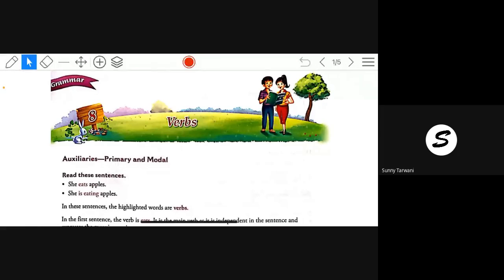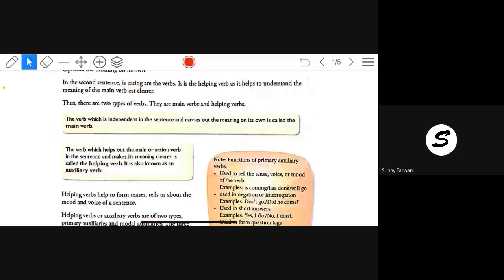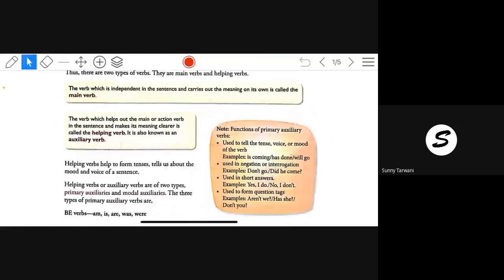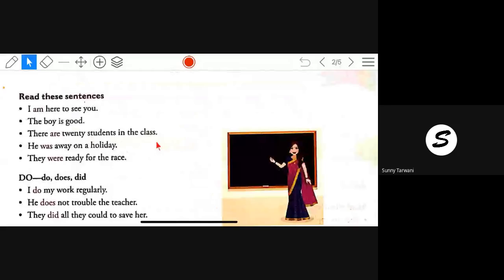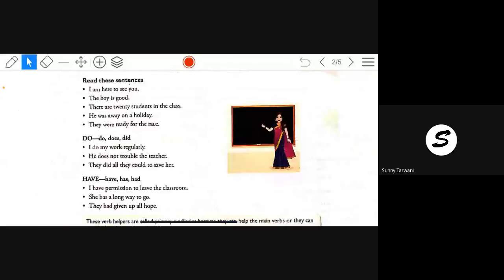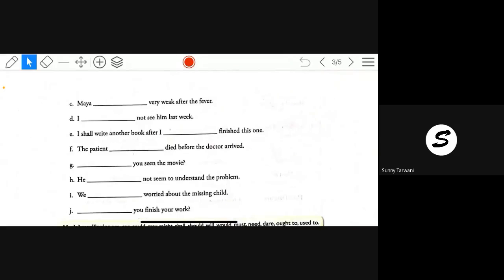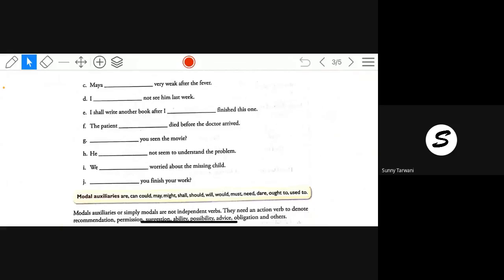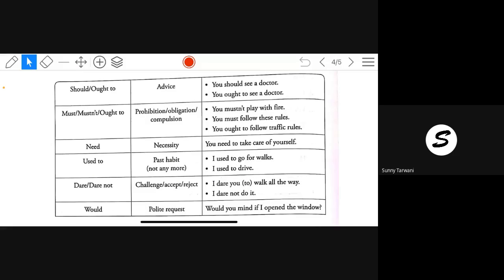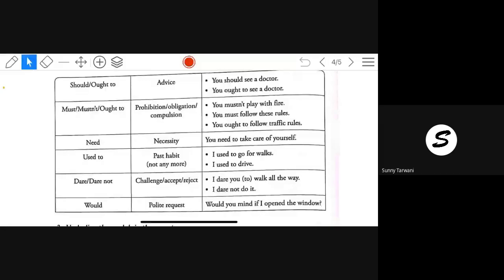So these are the auxiliaries, primary and modal auxiliaries that we had learned in this lesson. Main verbs and helping verbs. Then these are the verbs that we had learned: do, does, did, have, has, had. Then we had solved an exercise with modal auxiliaries. This was the table of modal auxiliaries that we had learned, if you remember.